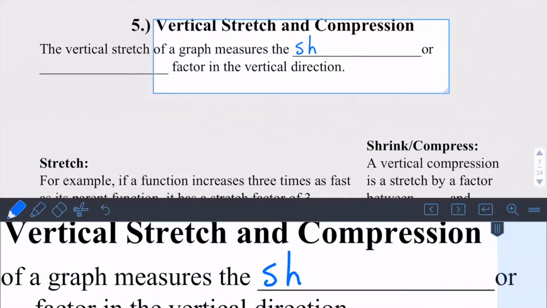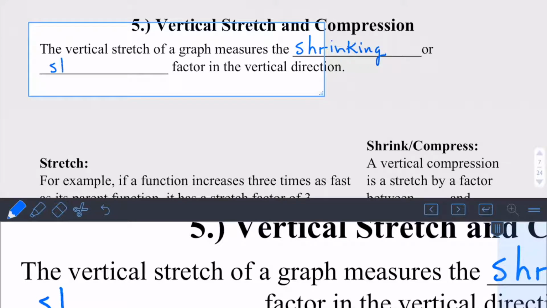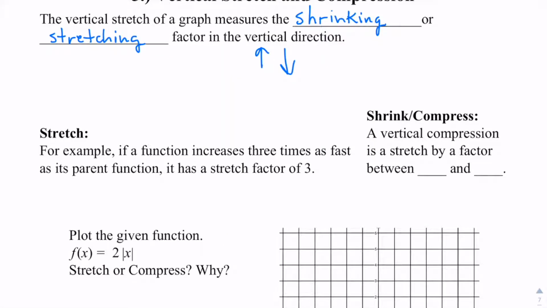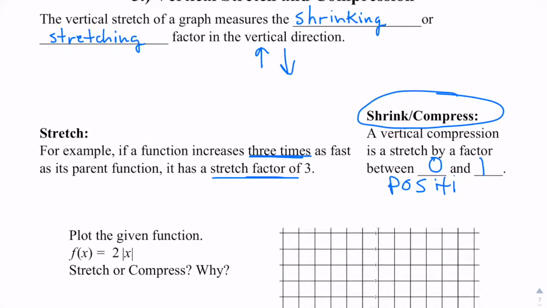The vertical stretch of a graph measures the shrinking or stretching factor in the vertical direction, meaning up and down. So, for example, if a function increases 3 times as fast as its parent function, then it has a stretch of a factor of 3. Also of note, if a stretch is by a factor between 0 and 1, meaning a positive fraction, then a vertical compression is present.